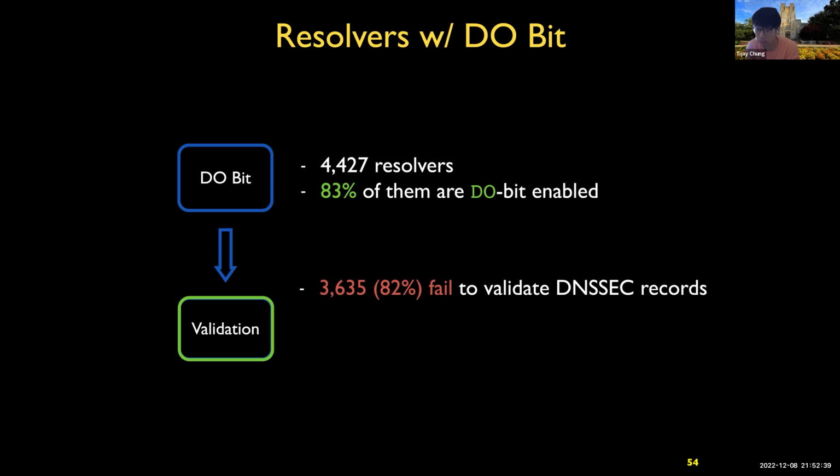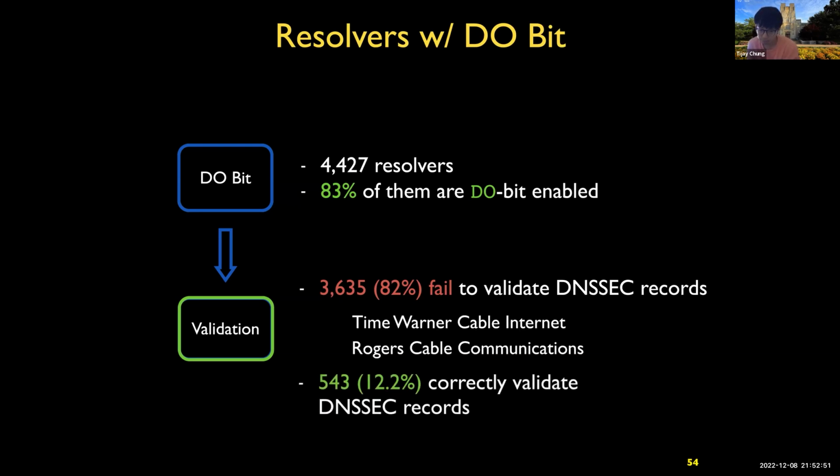They didn't even attempt to validate it. 82% of this 83% of resolvers that enabled the DO bit didn't attempt to validate the DNS records, which means they are incorrectly configured. So only 12% correctly validate the DNS records. Then you might be wondering, what about the other 4%? They sometimes validate, sometimes they don't, kind of intermittent behavior, so we are not very sure.